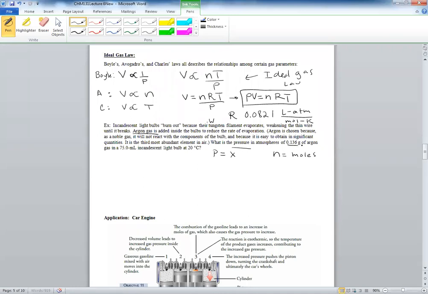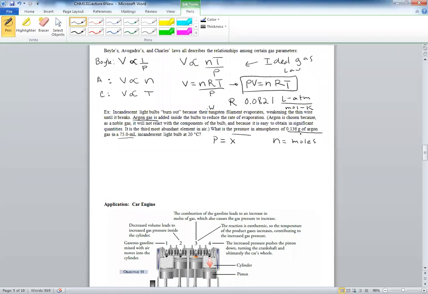But we're given grams. So what do you think we should do if we have grams? You might have guessed it right. We have to convert to moles. And we know how to do that by dividing by the molar mass. Also, this is in mL. Our R constant is in liters. So we have to convert mL to liters. So you should start with that.